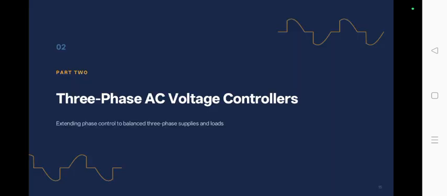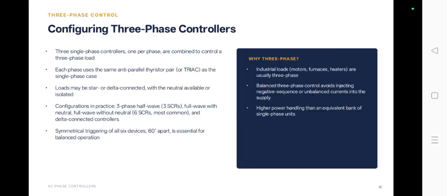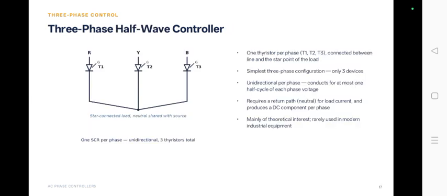Next one is the 3-phase AC voltage controller. Here there is one controller per phase, combined into a 3-phase load. Each phase uses the same antiparallel thyristor pair as in the single phase case. The load may be star or delta connected, with a neutral available or isolated. Configurations in practice: 3-phase half wave and full wave with neutral, full wave without neutral, and delta connected controller. Symmetrical triggering of all devices 60 degrees apart is essential for balanced operation.